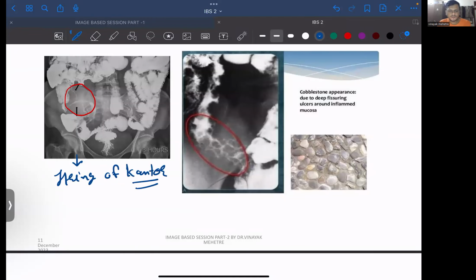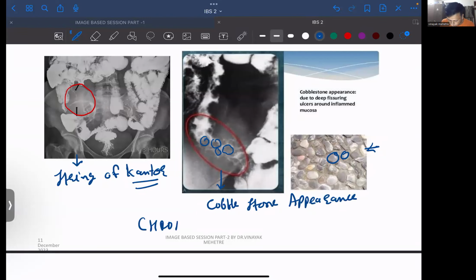Okay, all of you went into gardens and would have seen such stones. Over here also we are able to appreciate cement with the stones, which is called cobblestone appearance, and it is seen in Crohn's disease. कहाँ मिलेगा? It is seen in Crohn's disease. Okay, string of Cantor and cobblestone appearance are seen in Crohn's disease.